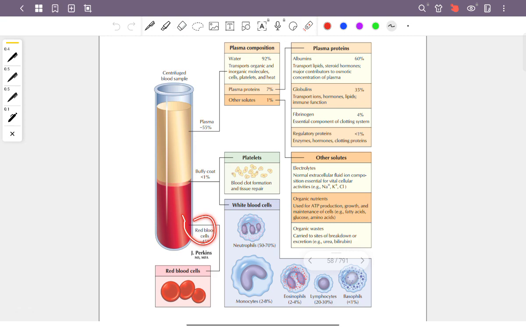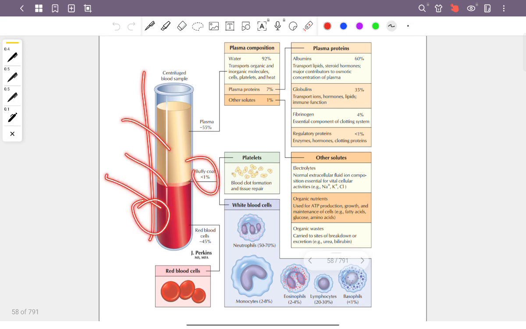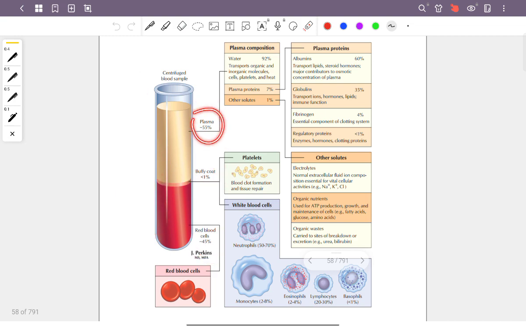So this is the blood composition which we all should know. Let's repeat it again. Blood is made up of three parts: red blood cells, buffy coat, and plasma. Plasma is 55%, which is the highest, the red blood cells are 45%, and the buffy coat is less than 1%. Plasma is made up of water, plasma protein, and other solutes. Water is 92%, and the plasma proteins are albumin, globulin, fibrinogen, and the regulatory protein.